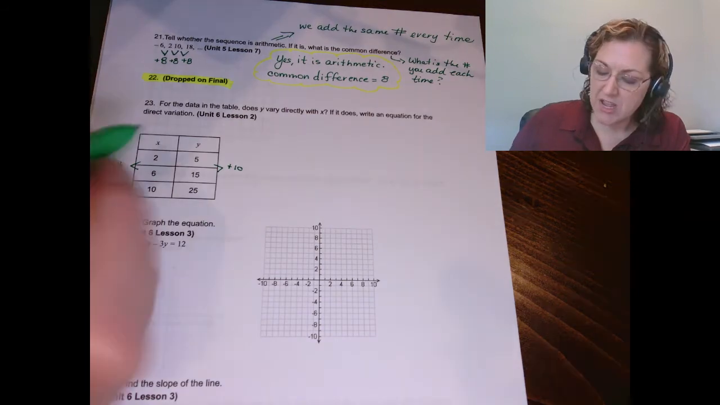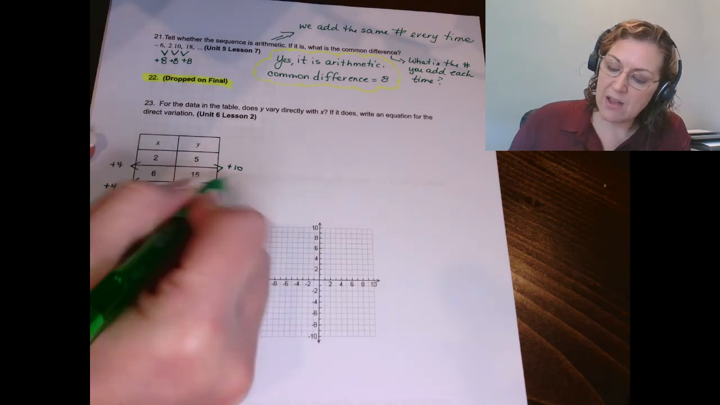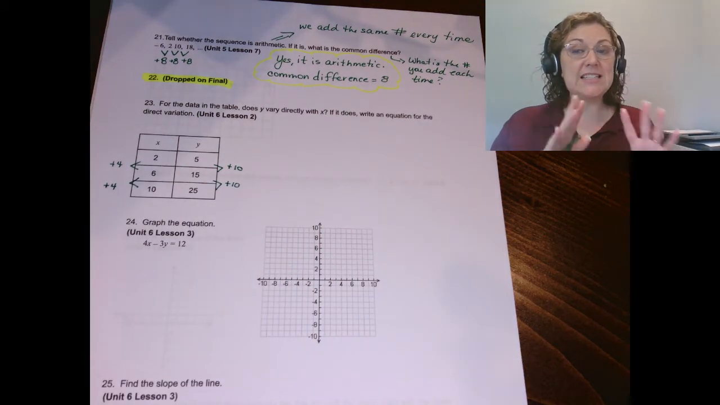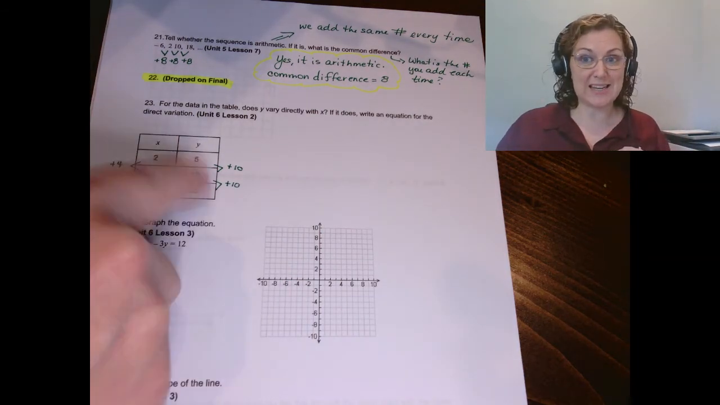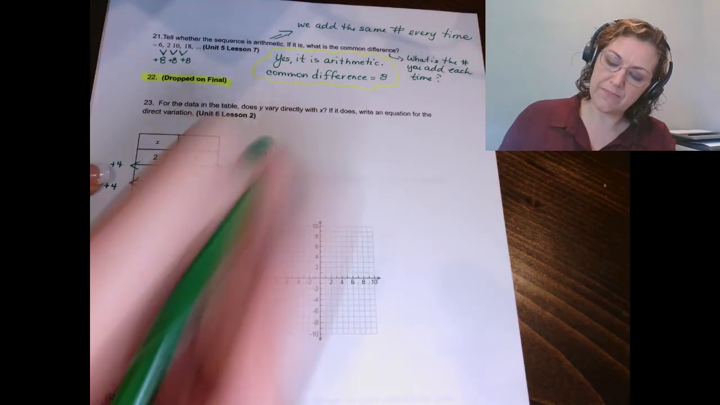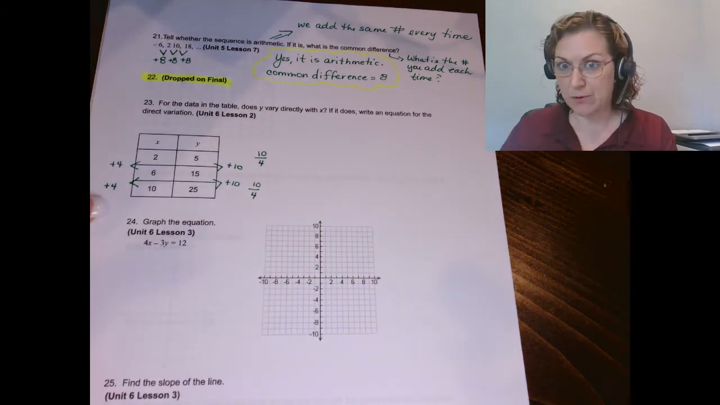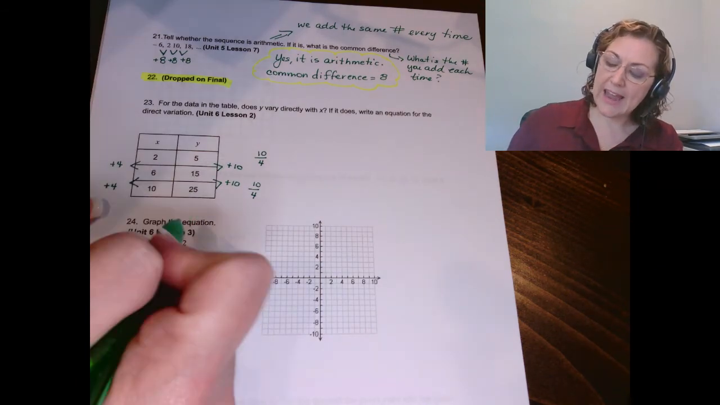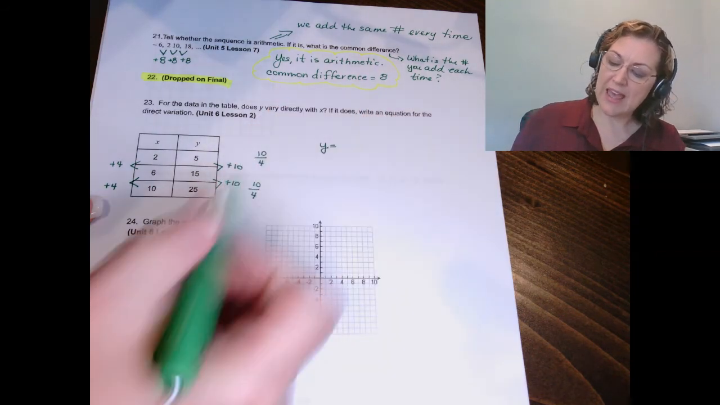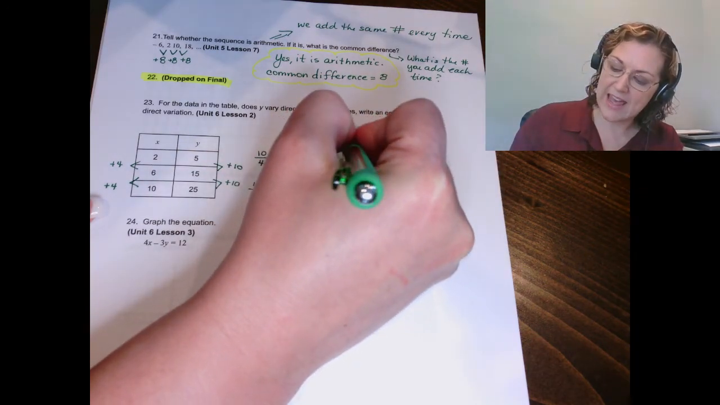Okay, let's do the next one. What did we add to 6 to get 10? We added 4. And what did we add to 15 to get 25? We added 10. Now, friends, it's not as important that we got 4s and 4s and 10s and 10s. What's more important is that when we do 10 over 4, we get the same thing as we have here, 10 over 4. That's the important part. Now, let's write the equation. So I've got y equals, and then this value that you just found, 10 over 4, goes in front of x.